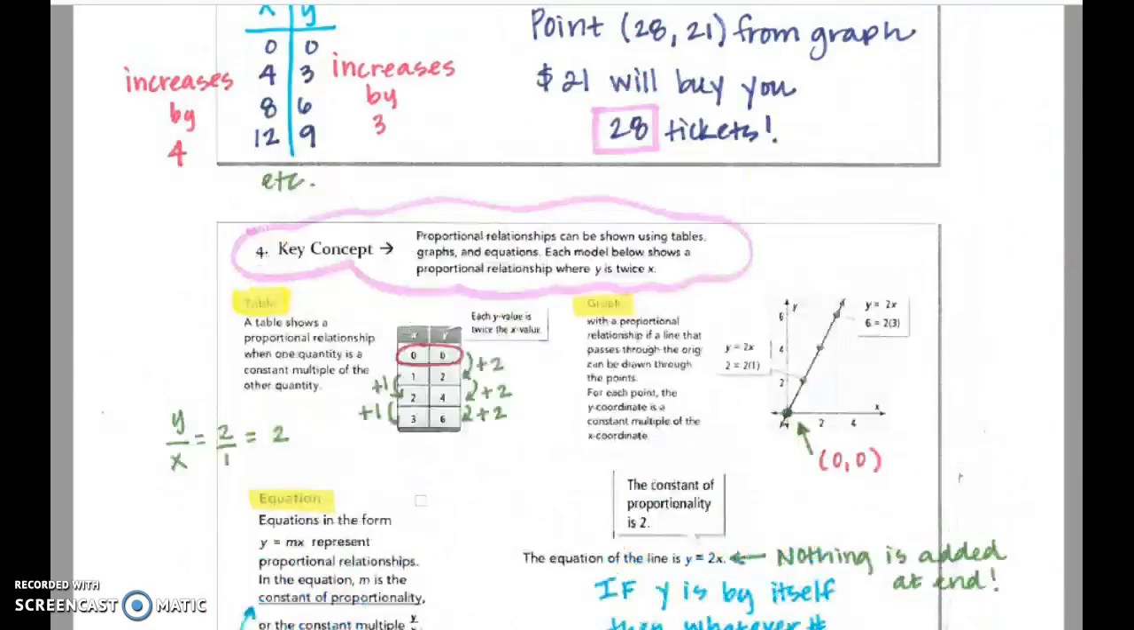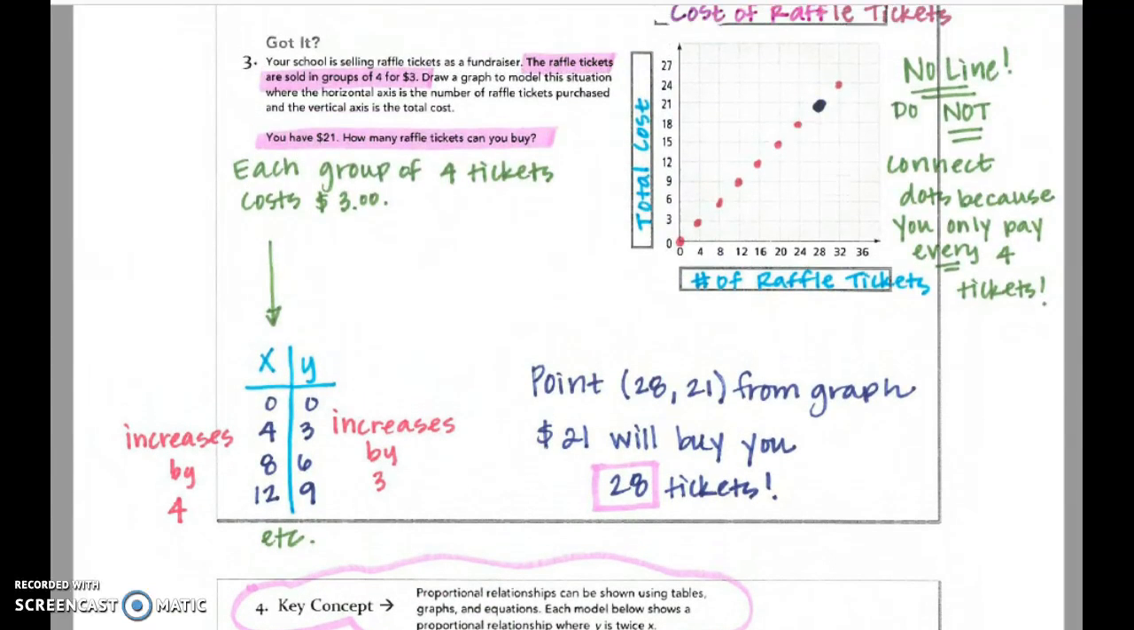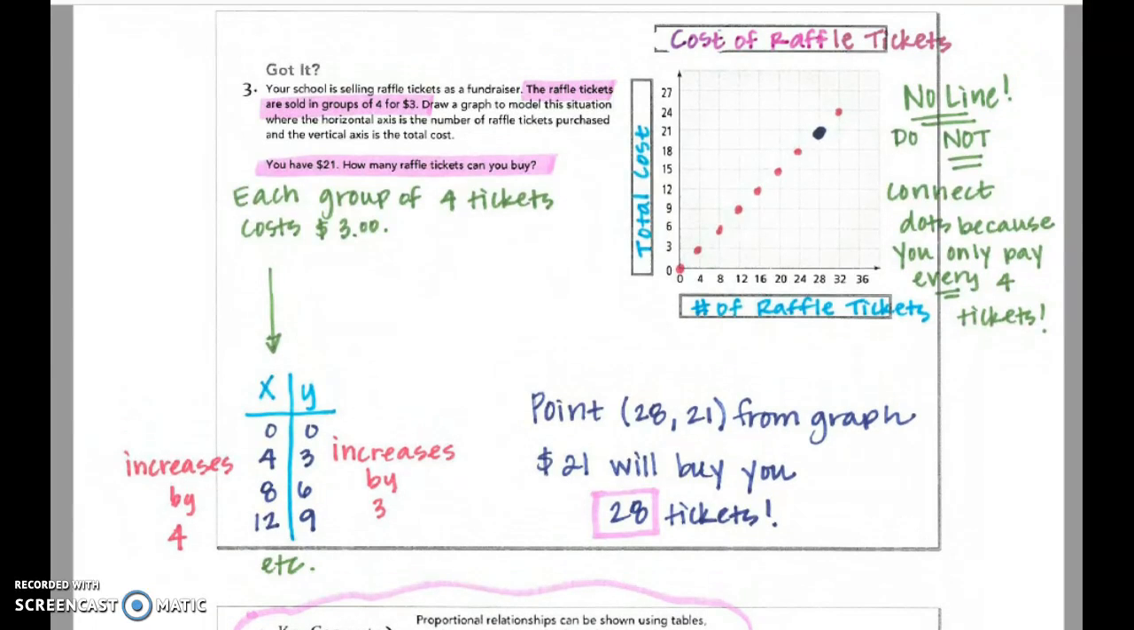Going back up to number 3, and this is another got it. Your school is selling raffle tickets as a fundraiser. The raffle tickets are sold in groups of 4 for $3. So every $3 you get 4 tickets. Draw a graph to model the situation. So at the bottom along the x-axis, number of raffle tickets, up the y-axis, total cost, and of course a good title for the graph would be cost of raffle tickets.